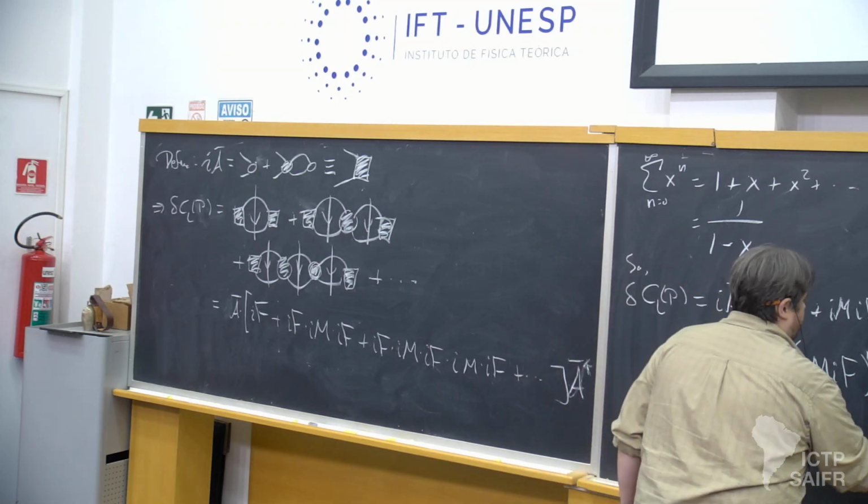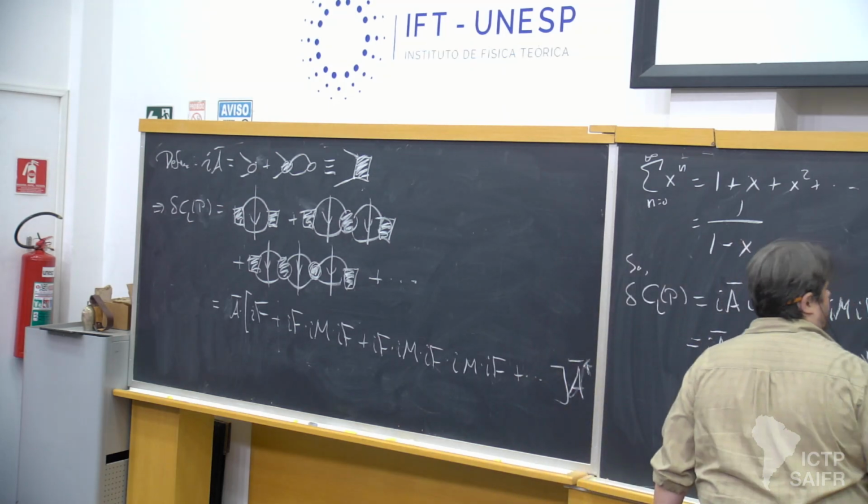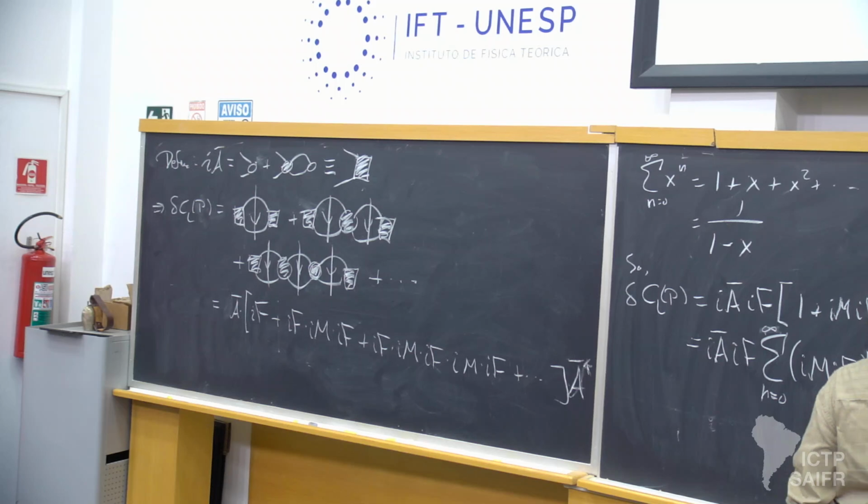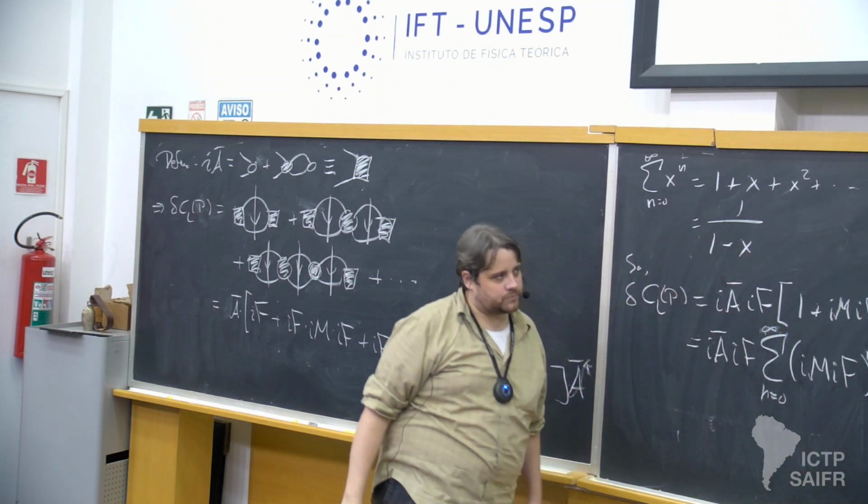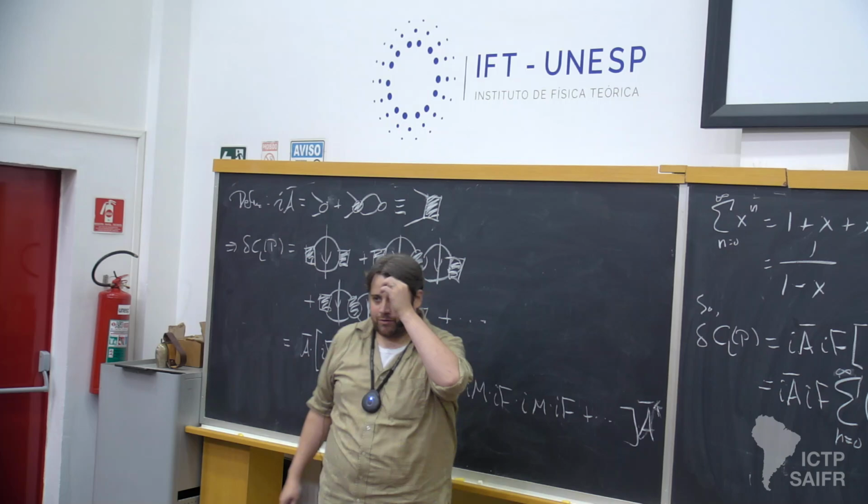And I'm forgetting something, I, A bar, that should be start. So if you sum that series, we get I, A bar, I, F times 1 over 1. 2 factors of I is a minus sign, but this is also a minus sign. So that's plus M, F, I, A bar. And this is the finite volume correction, right?